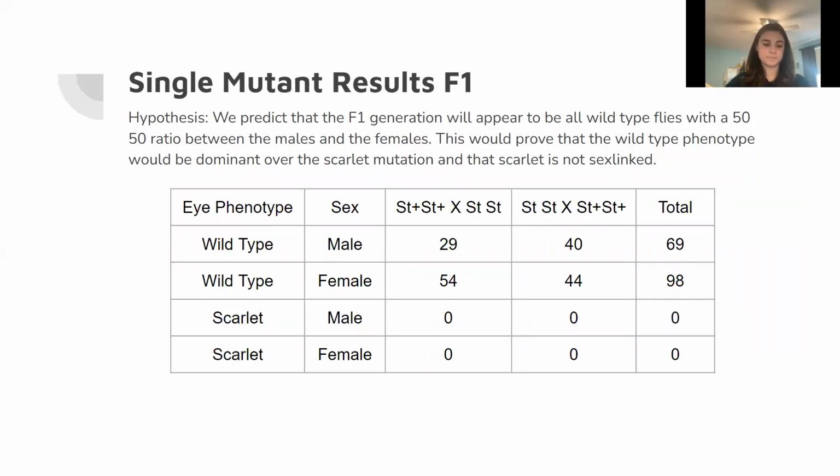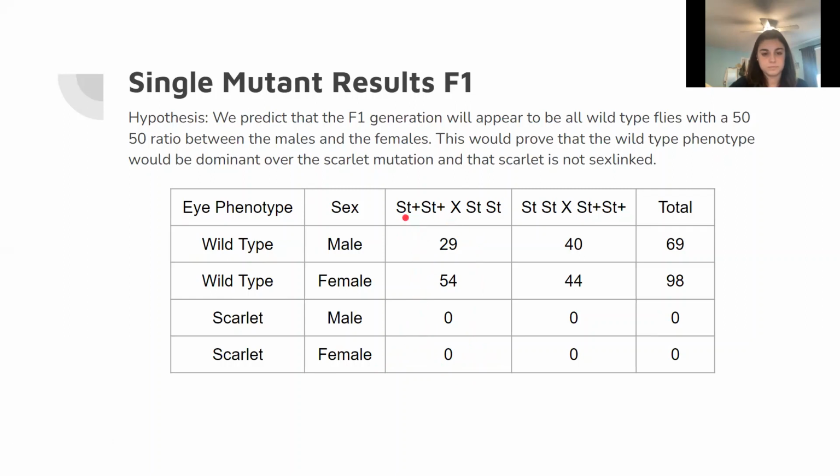So for the single mutant results, we predicted that the F1 generation will appear to be all wild type flies with a 50-50 ratio between the males and the females. We decided this because the wild type phenotype would be dominant over the scarlet mutation, and the mutation is not sex linked. So on this table here, you can see we have the phenotype, and because it's only the single mutant, we just have wild type and scarlet. And then those are separated into male and female. And then these numbers here are what we counted.